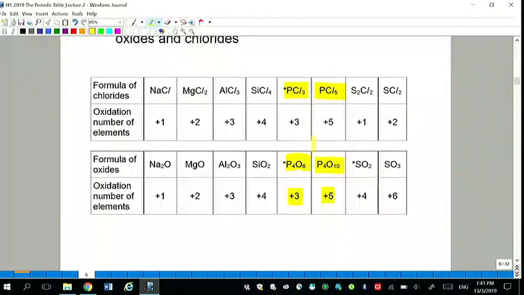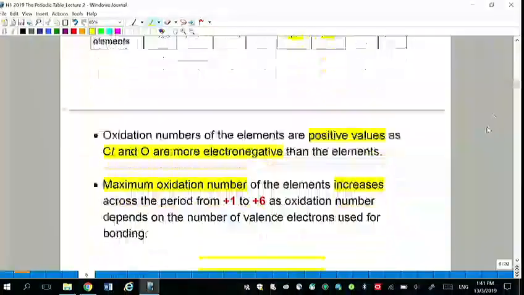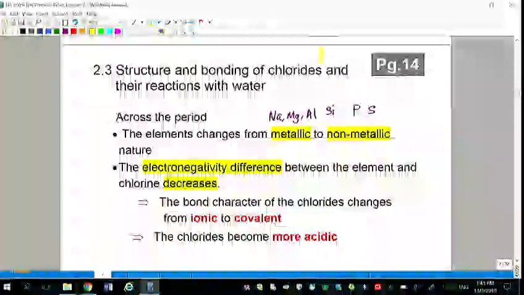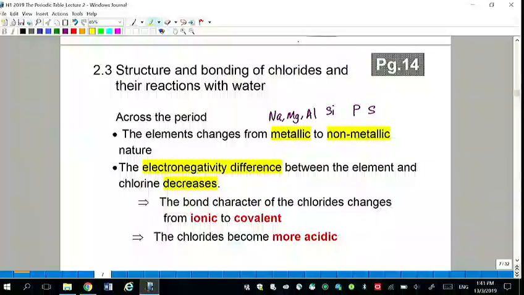Okay, so after talking about this, let's just look at the next part. We want to talk about the structure and bonding of period 3 chlorides, and their reaction with water.